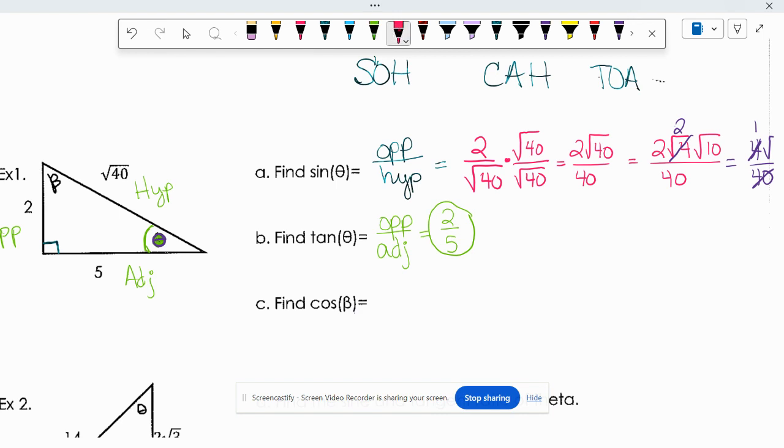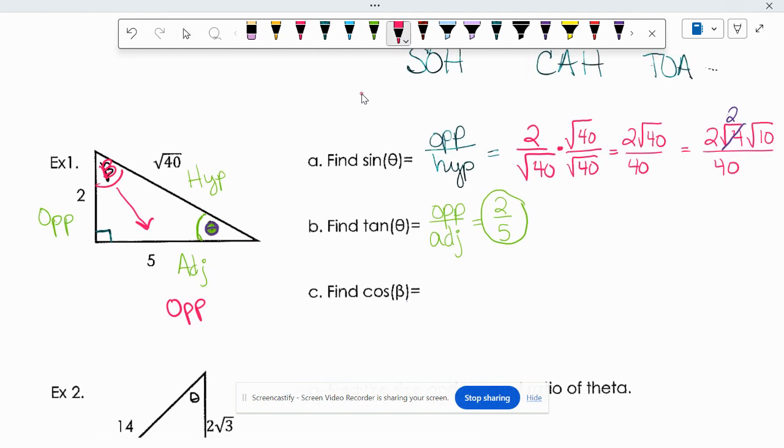Now we're looking at angle beta. So this is beta up here. And I need to find the opposite. I'm just trying to label them. That means that this is my adjacent because my hypotenuse does not change. The side opposite the right angle is still the same. So the cosine, CAH, is adjacent over the hypotenuse. So what is the measure of the adjacent side?